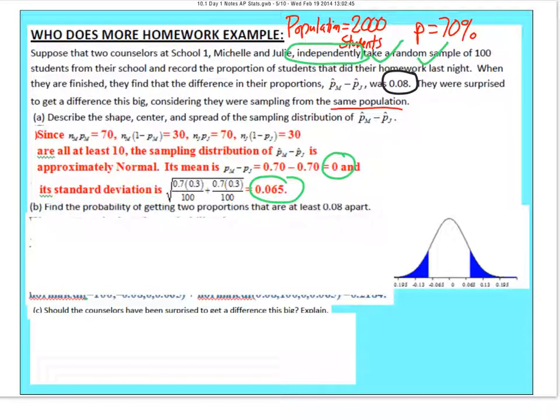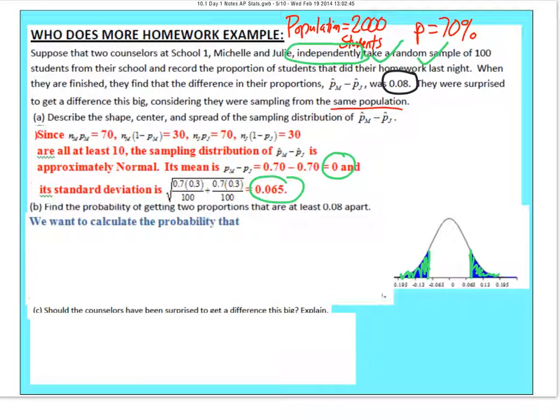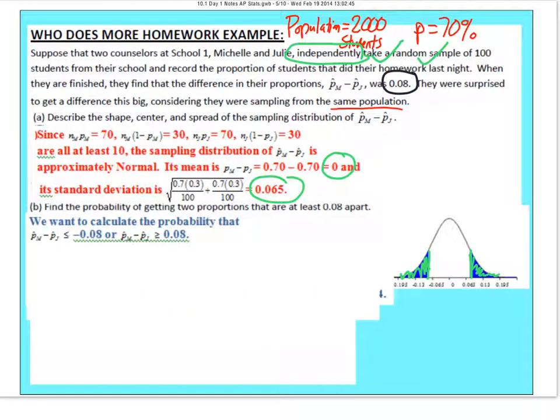So you're going to notice they went on the curve to 0.08 and got the right-hand tail. But you have to be careful here because you could also be in the other direction. So in this direction, it could be this tail. So really, the probability here is tricky. It's both of the two tails together. So to find the probability, what we really want to calculate is the probability that the difference is less than negative 0.08 or greater than positive 0.08.